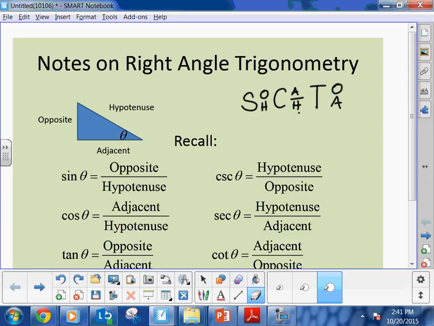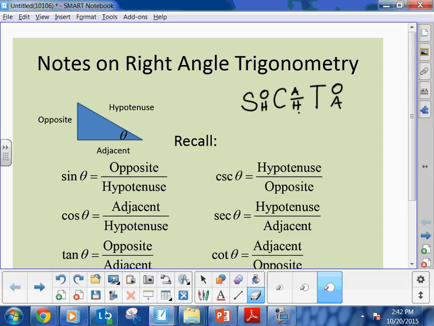I went ahead and put the acronym up there, SOHCAHTOA, because it's so convenient for us. Now, the ones that you're not so familiar with are cosecant, which is hypotenuse over opposite, secant, which is hypotenuse over adjacent, and cotangent, which is adjacent over opposite.